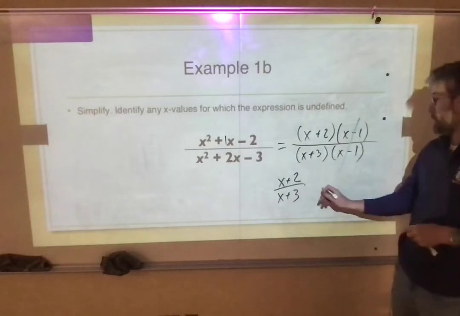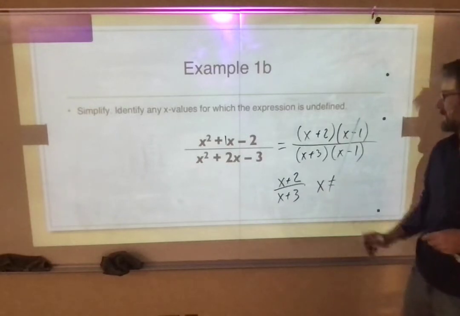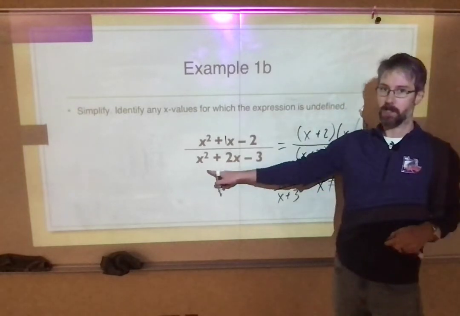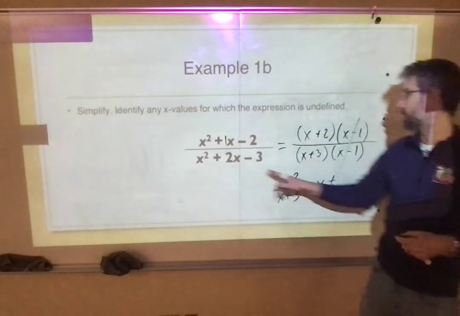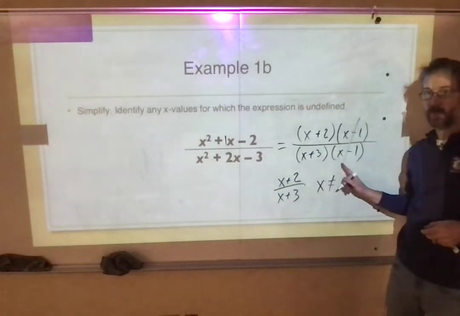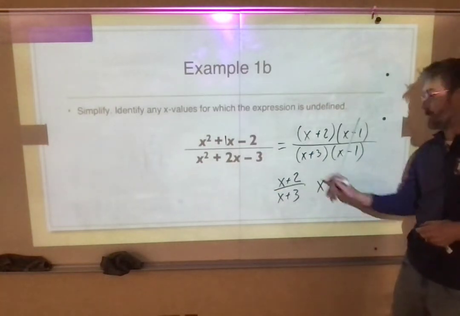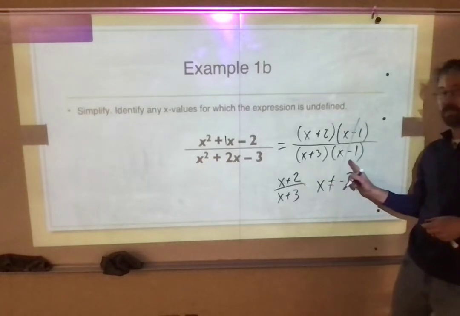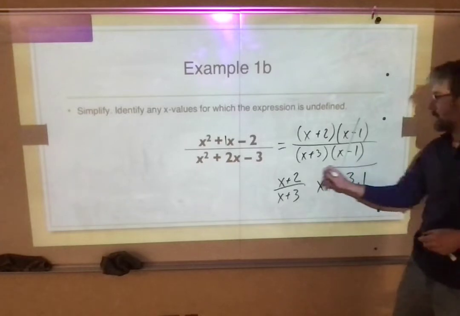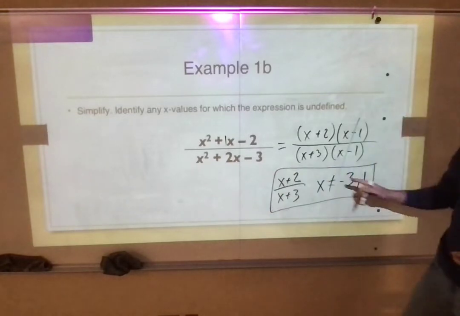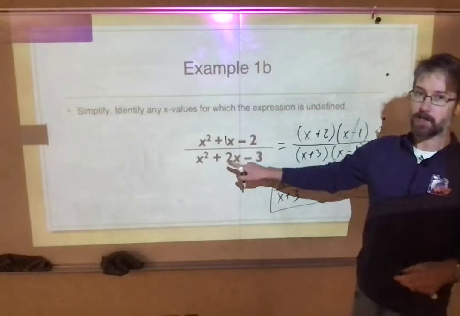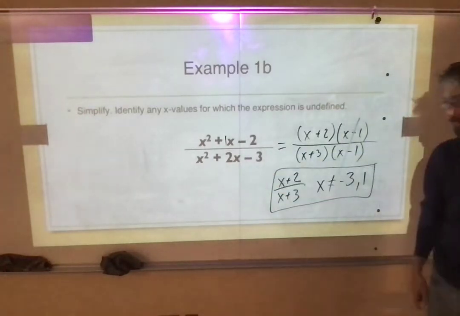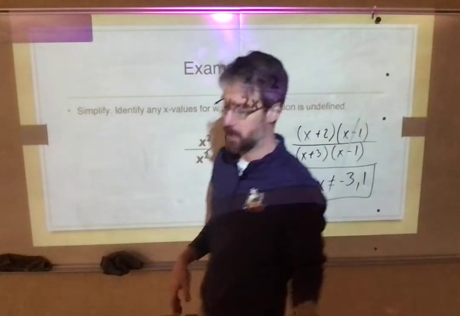Now, what are our domain restrictions? What can't x equal? The denominator, this polynomial, is equal to 0 for whatever x values make these two factors equal to 0. Well, this factor is equal to 0 at -3, right? -3 plus 3 is 0. And this factor is equal to 0 at +1. Now, even though that canceled out, it's still part of the original. And so because it's part of the original, it counts for the domain restriction. It doesn't matter if it cancels out, it still counts as the domain restriction.